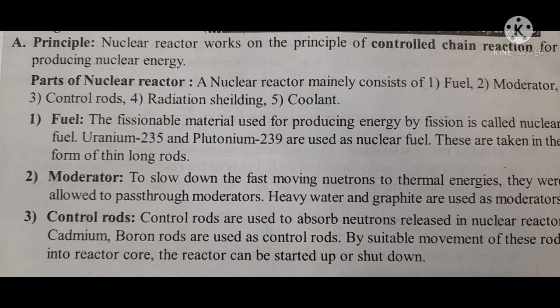Chain reaction means if you take uranium 92-238, when it is bombarded with a thermal neutron, meaning its kinetic energy is about 0.025 electron volts, it splits into krypton and barium. Along with that, 3 neutrons come out. Again, these 3 neutrons bombard 3 uraniums, and again 3 into 3, 9 come out. And so on, that we call the chain reaction.